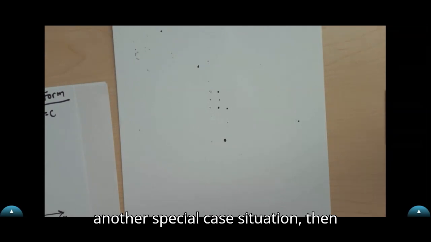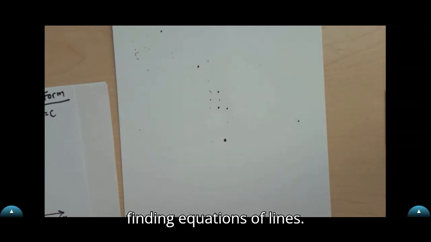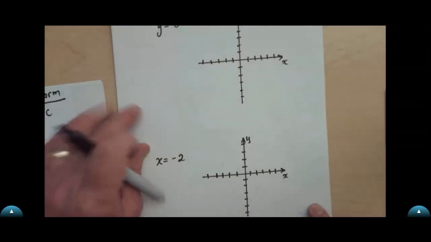Okay, another special case situation. Then we're going to start talking about finding equations of lines. So, okay.